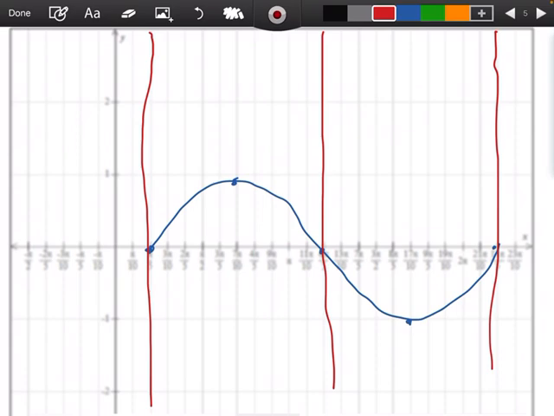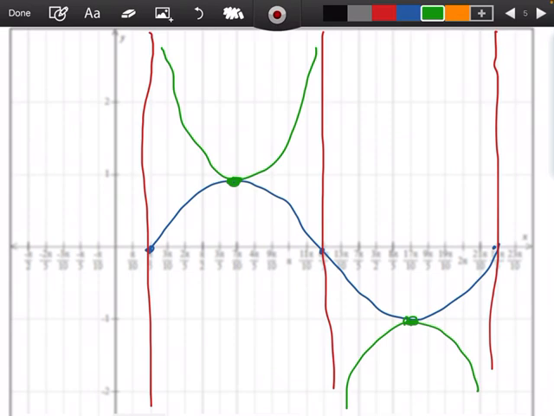And then I'm going to do this in green. So here's going to be my cosecant. It's going to do this business, boom, like this, and like that, okay? So the green is my cosecant, the blue is my sine, and the red lines are just my vertical asymptotes, all right?